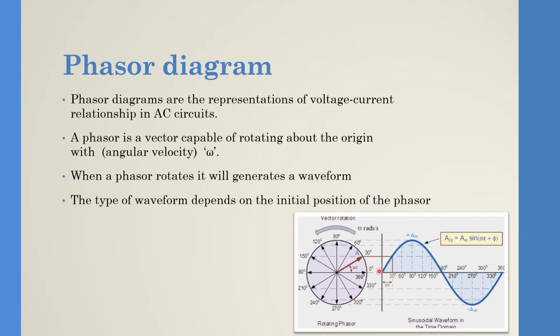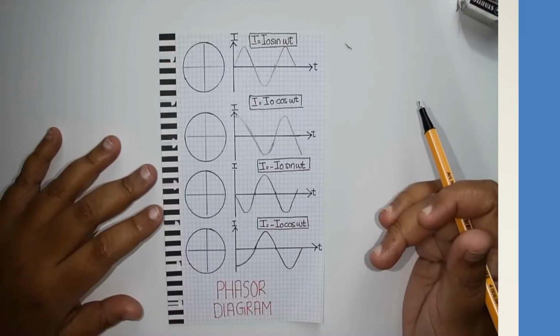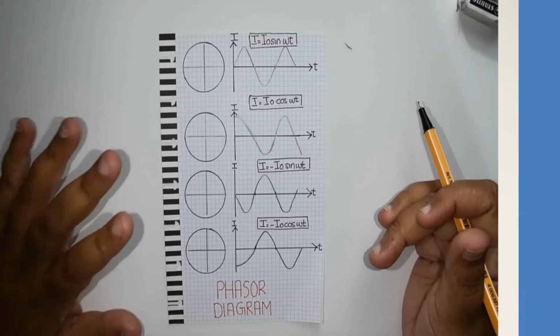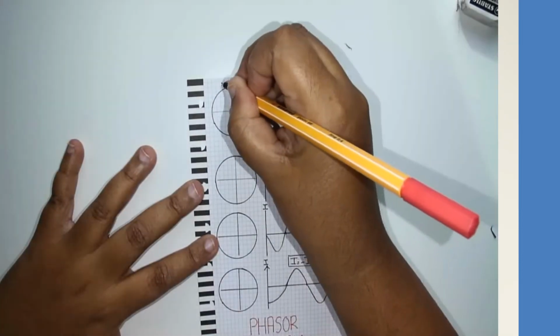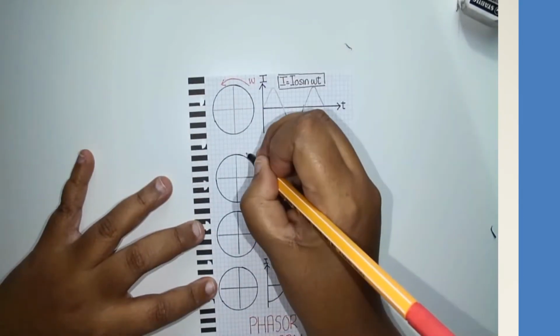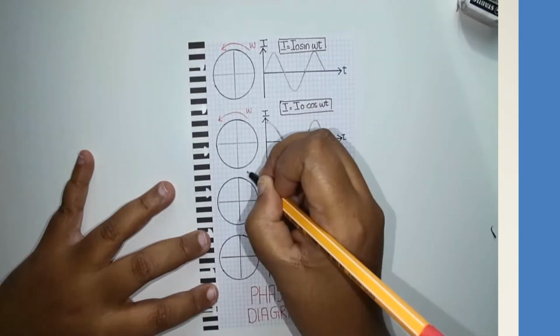The type of waveform it generates depends on the initial position of the phasor. So if you see in this graph, the initial position is here, so the type of waveform generated is a sine function. This arrow is a phasor, and this whole thing is called a phasor diagram. Let's look at a few examples of a waveform. Look at the phasor diagram. A phasor is a vector of constant magnitude rotating anti-clockwise, omega. It will be rotating in this direction.